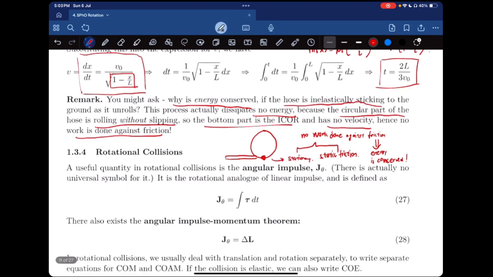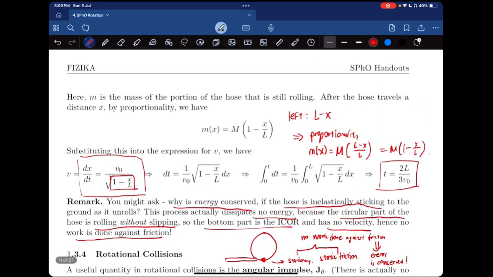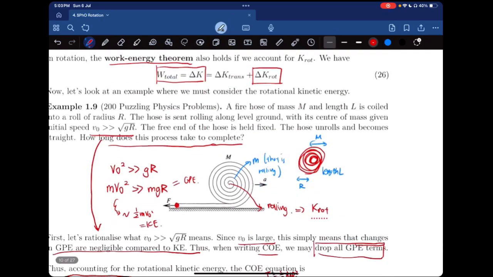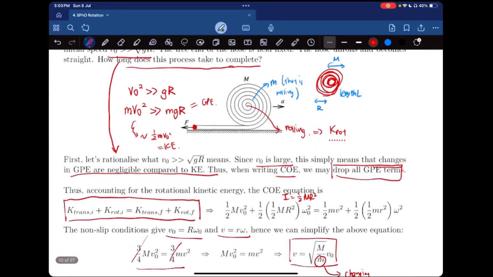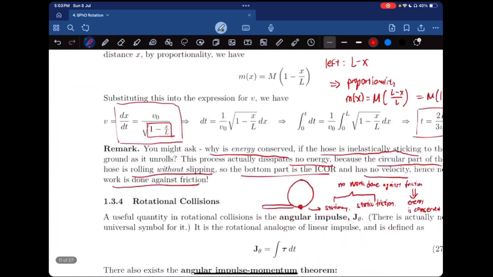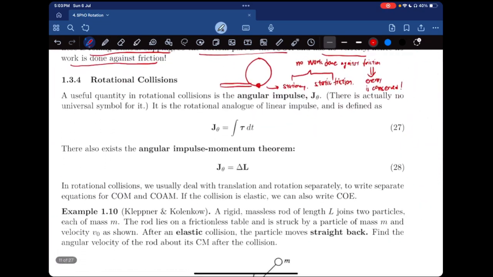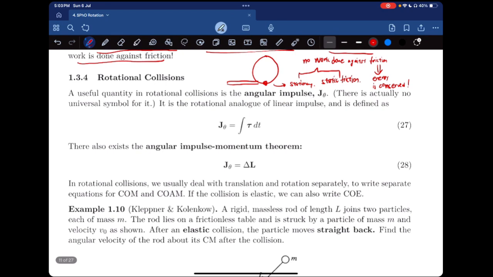Okay. So this was quite an involved example, but most of the time when you use energy, just make sure that you account for rotational kinetic energy if there's rotation. Make sure that you write it in your COE equation. Okay. Let's move on to more quantities.